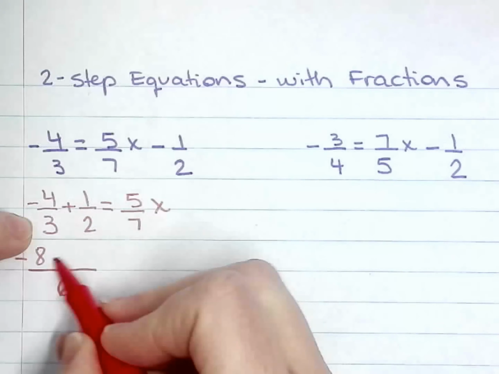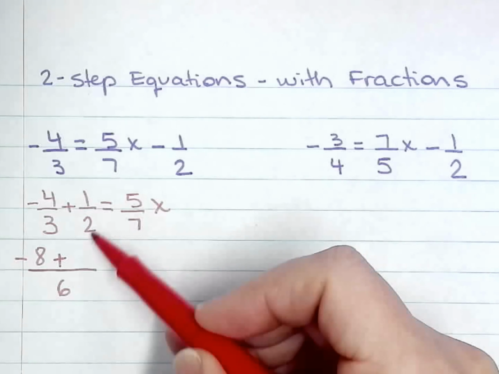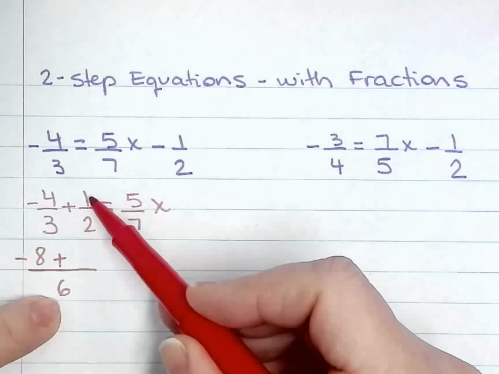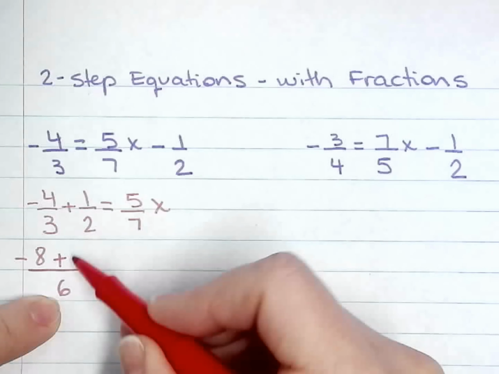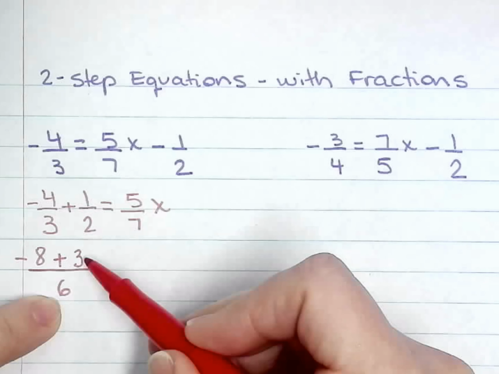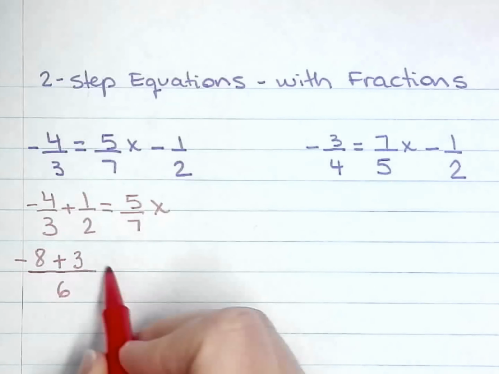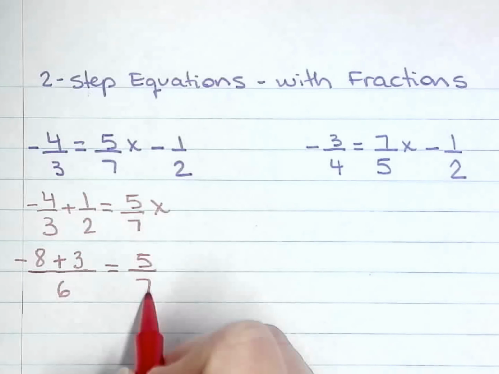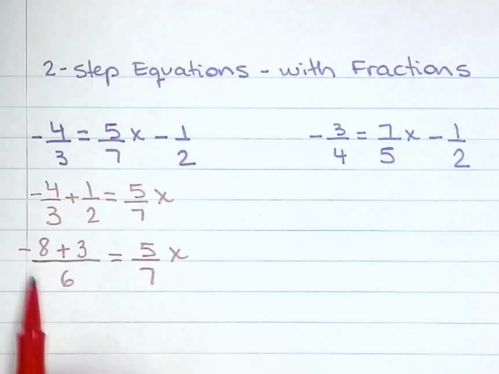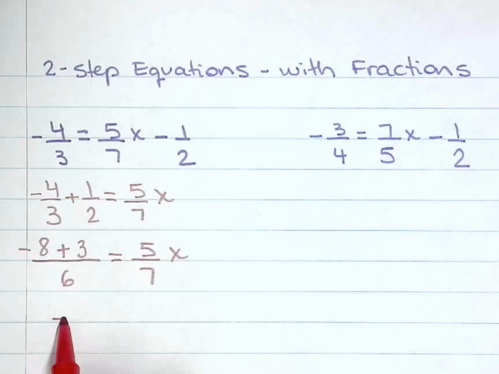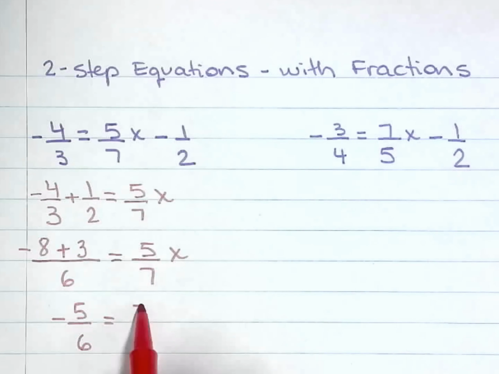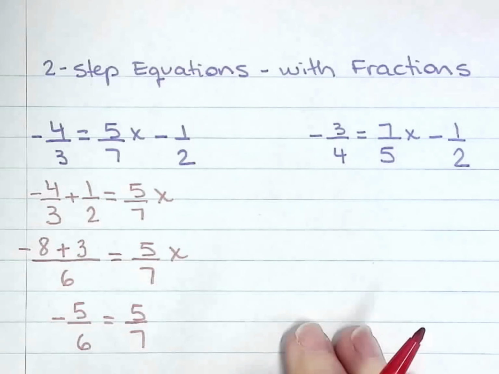Okay? Same thing I need to do for this 1/2 over here. With the denominator 6, I need to make this one 3. So 3/6 simplifies down to 1/2. Voila, I did my math right there. So equals 5/7x. We will simplify this. I have negative 5/6 equals 5/7x.